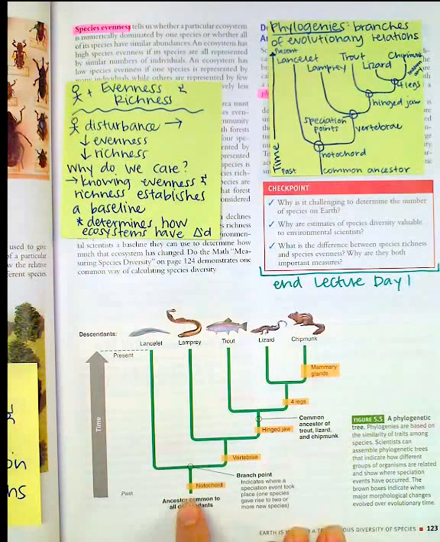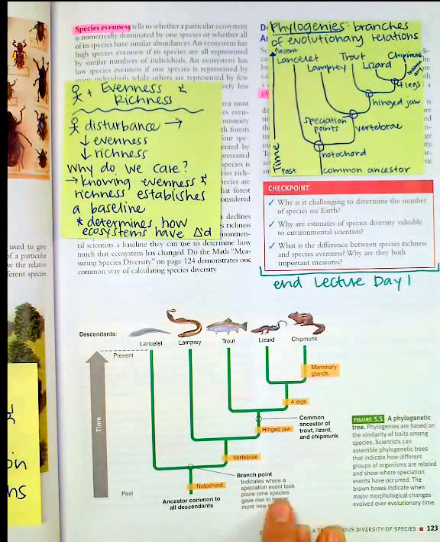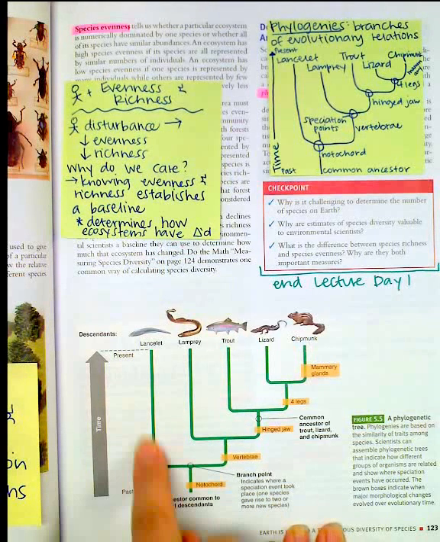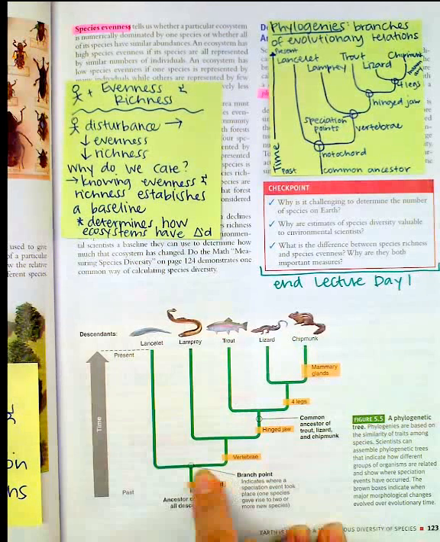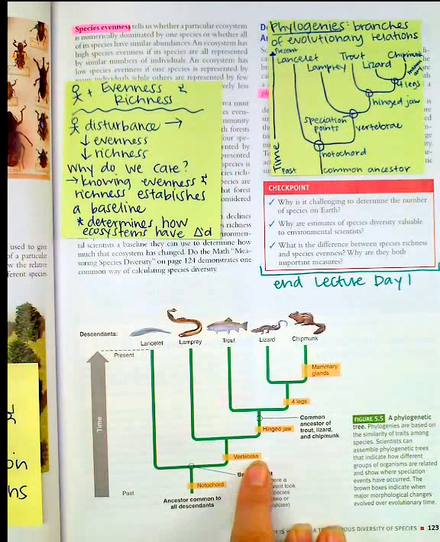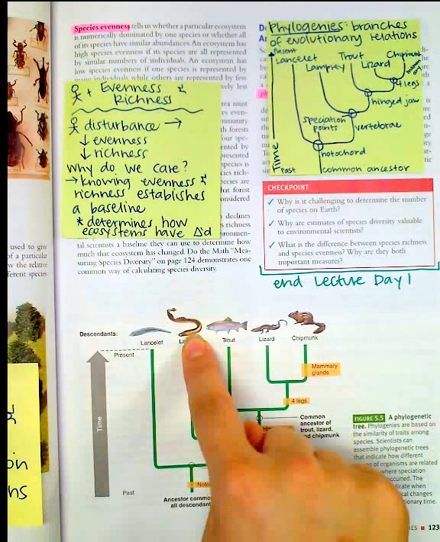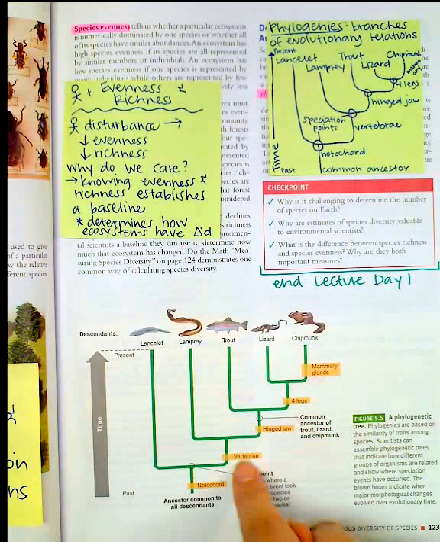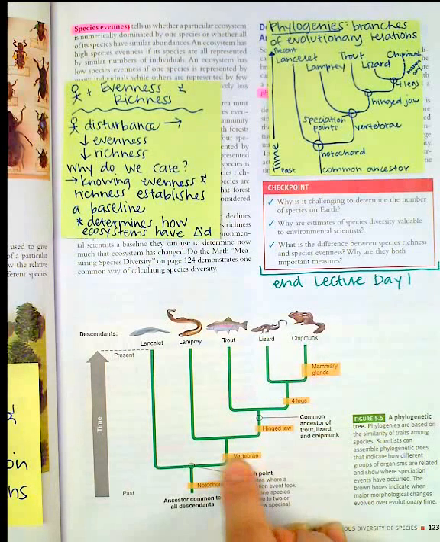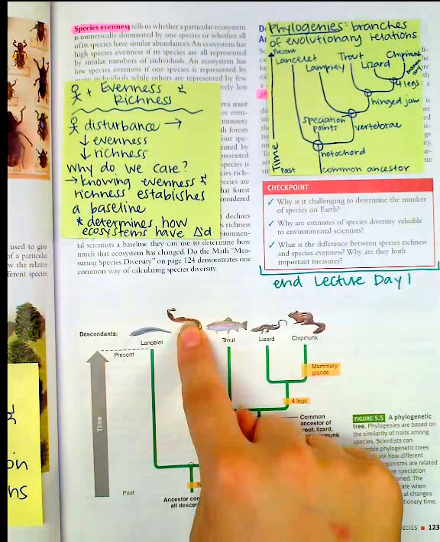Okay, so this branch point indicates where a speciation event took place. So one species gave rise to 2 or more new species. So the lancelet came about, and then this new species that had a vertebrae or a backbone came about. All right, and so a lamprey is a species that has a vertebra. All right, but that's about the extent of his evolutionary gains.